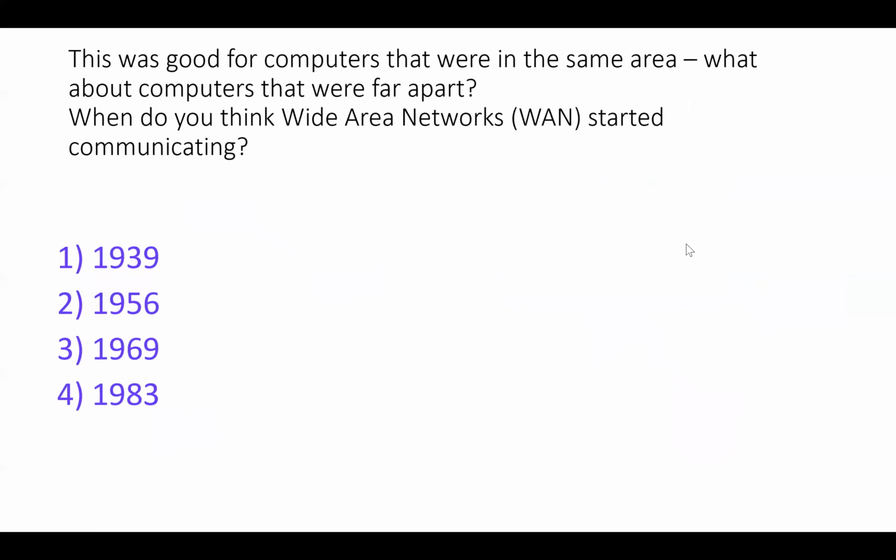So this was good for computers that were in the same area, but what about computers that were far apart, computers that had to be connected by the telephone lines? We call the network that connects computers that are far apart the wide area network, or the WAN. So when do you think WAN networks started communicating? 1939, 1956, 1969, or 1983?